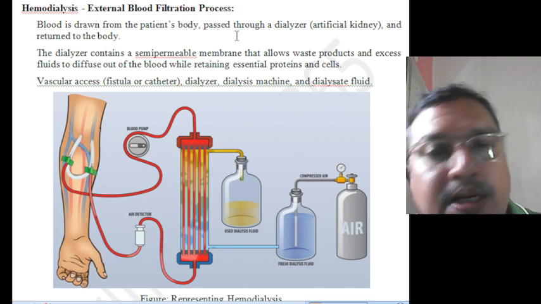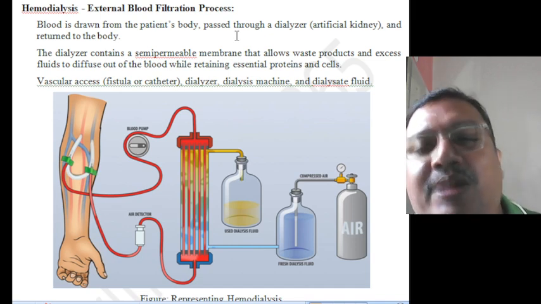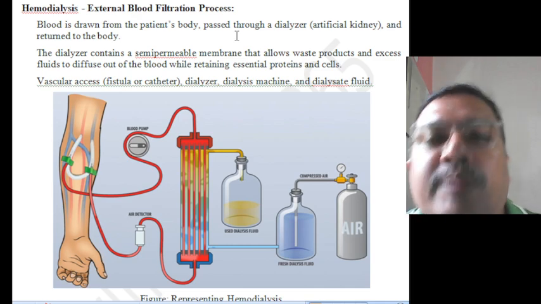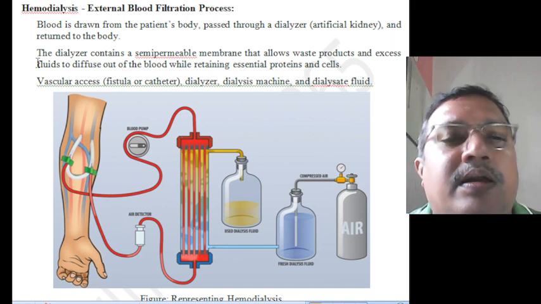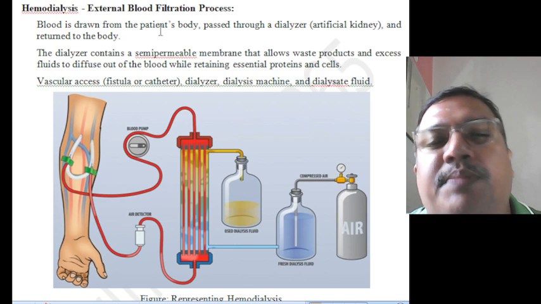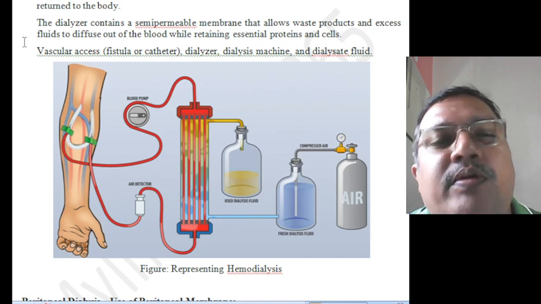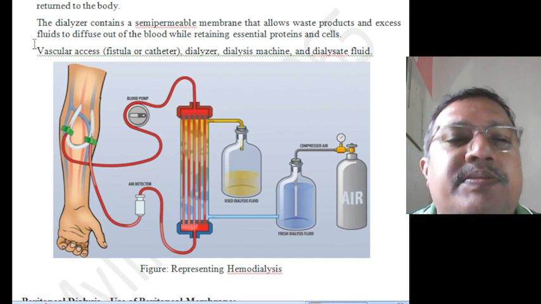But I don't treat it as an artificial kidney. An artificial kidney should be exactly the same shape and functioning as a kidney, then I'll call it an artificial kidney. Okay, it can be treated. It's a dialyzer, which contains a semi-permeable membrane that allows the waste products and excess fluid to diffuse out of the blood while retaining essential proteins and cells.